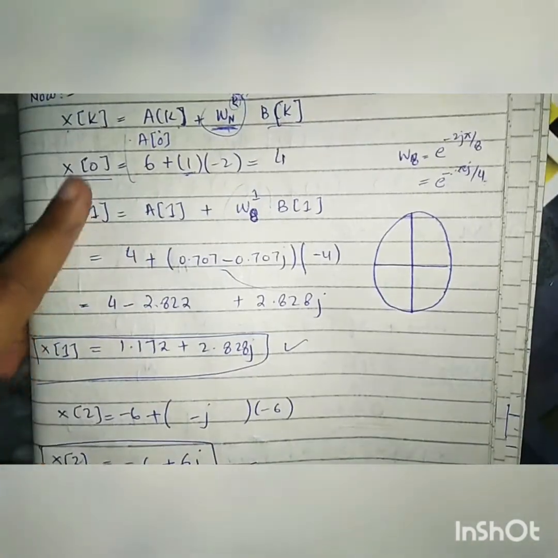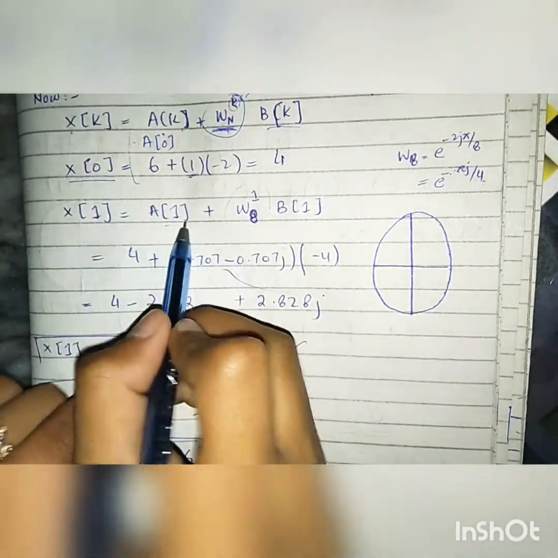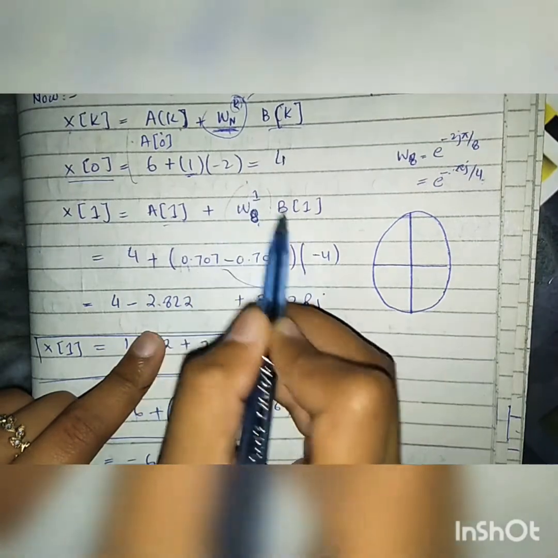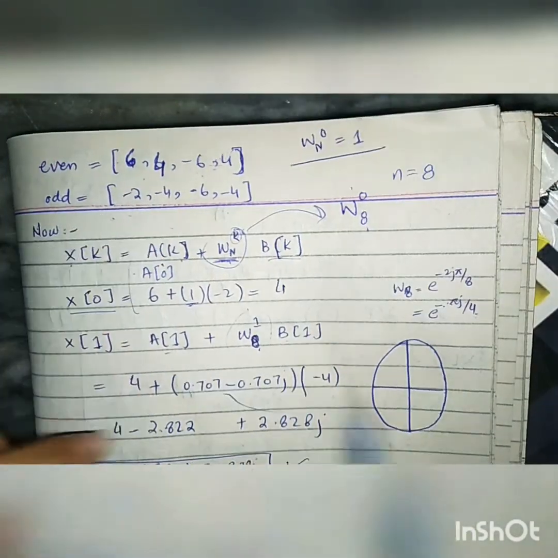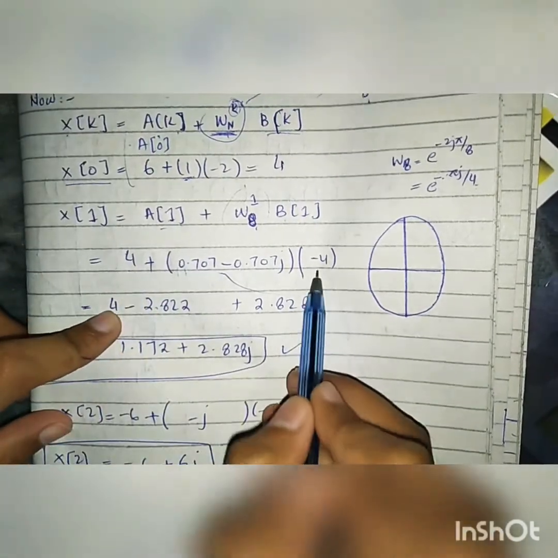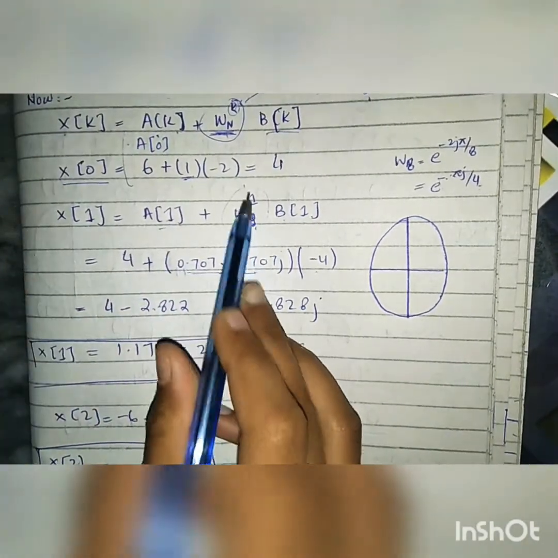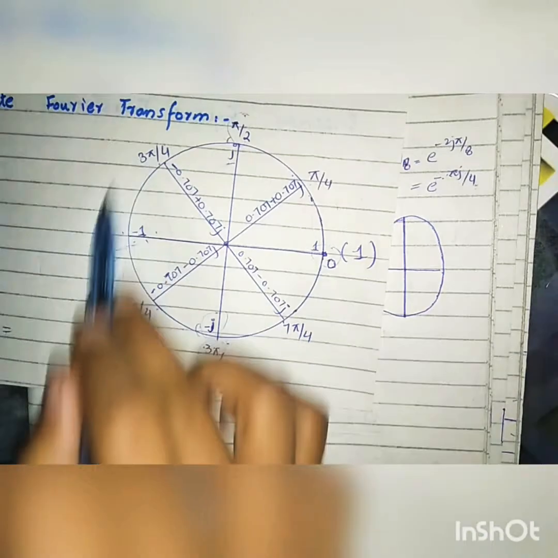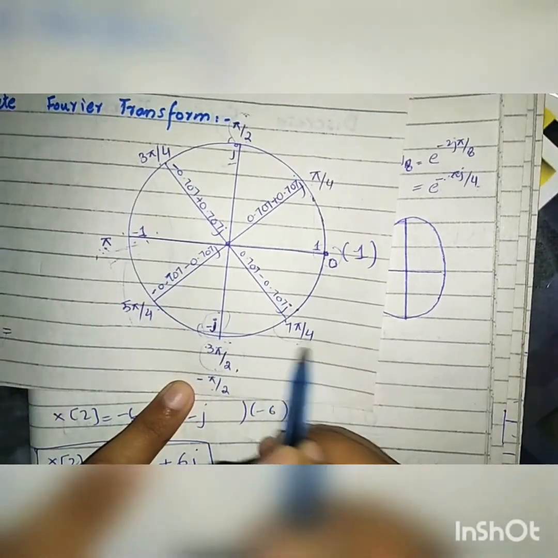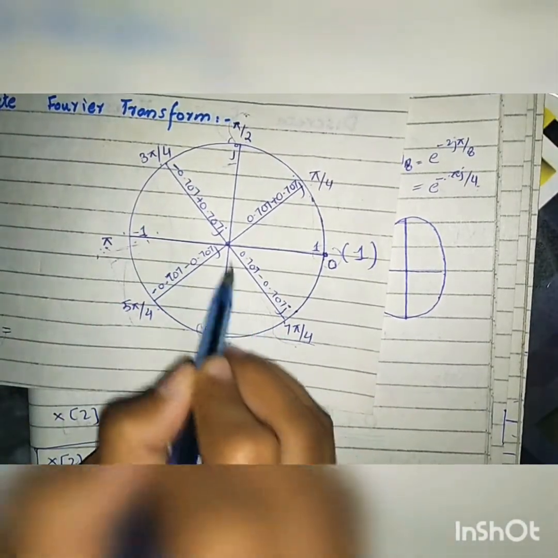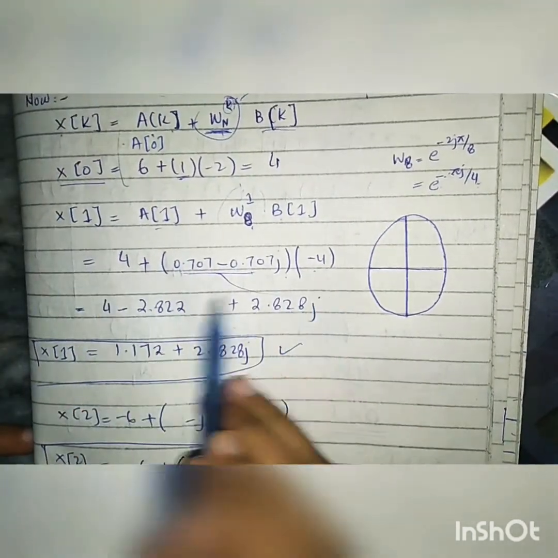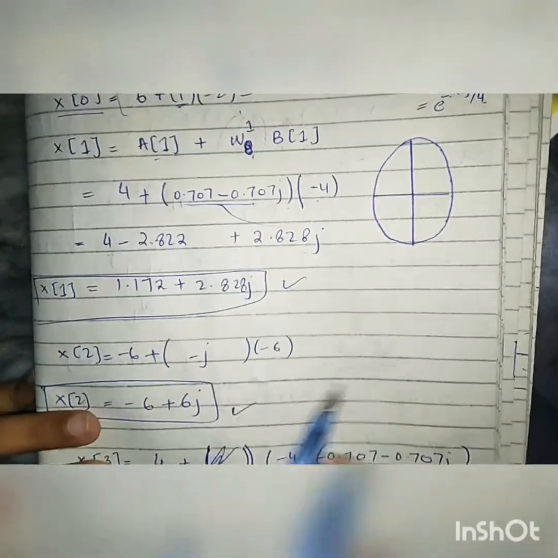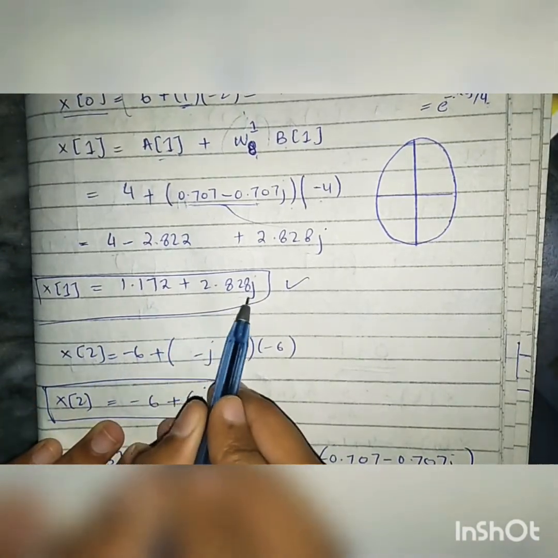Same goes for x of 1. Here a of 1 plus w8 1 and b of 1. So here we can take the values 4 and minus 4, and this value is w8 1. This is w8, and the first position is this position, and we can take this value. So I have taken this value and then multiplied it and added it, so I have got 1.172 plus 2.828.